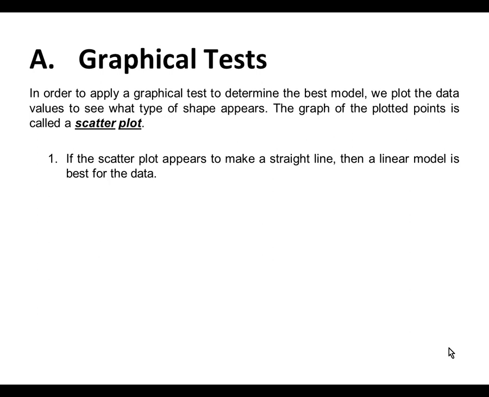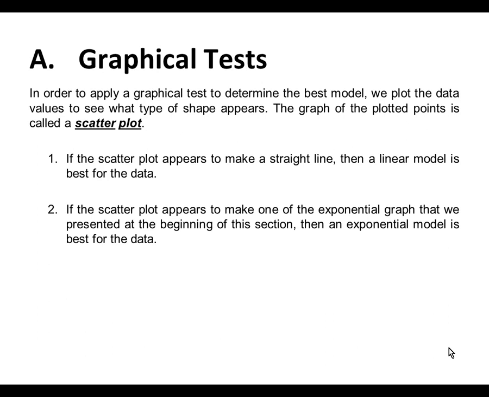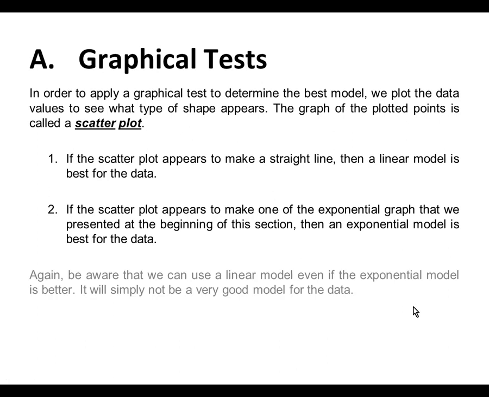If the scatter plot appears to make a straight line, then a linear model is the best for the data. It doesn't have to all line up, but if it seems like a straight line, that they're all clustered around it, then use a linear model. That would be the best model. If the scatter plot appears to make one of the exponential graphs, going up like that, increasing, or going down like this, decreasing, then use the exponential model. So you look at it and see what appears to be the best. Again, be aware that you can use any model for any type of data. It may not be the best, but you are allowed to use it. And if it's not the best, you may get some really weird results.